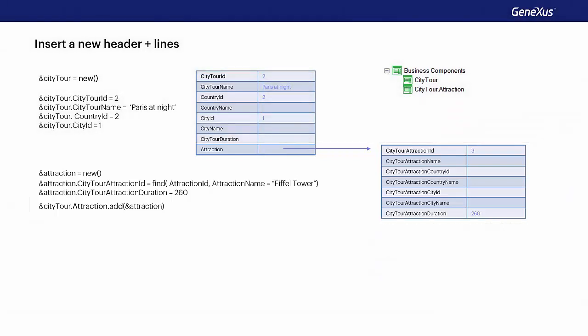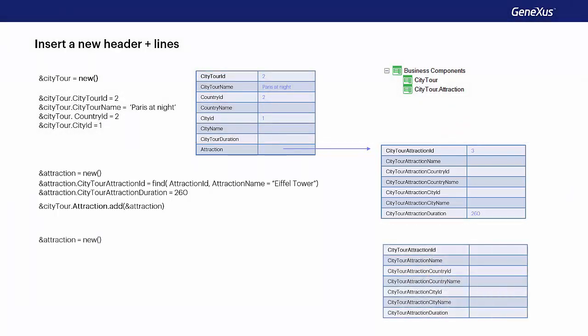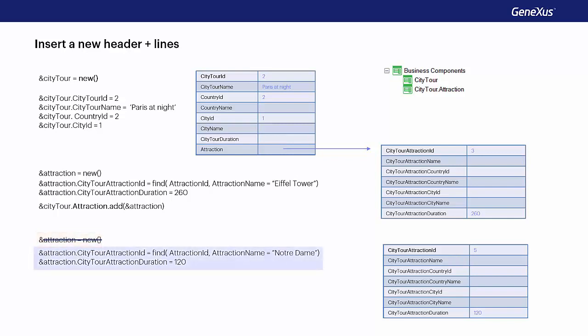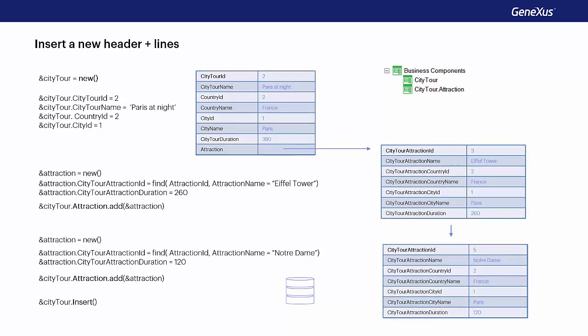We do the same to enter a second line. Note that here, it's mandatory to reserve new memory space, because otherwise, when making the assignments, we'll be overwriting the previous line. We add the new variable to the collection of attractions of the business component, and finally, we execute the insert operation, so that the header and the two lines are inserted in the database. If there were no errors, the variable will be loaded with all the data, the ones we entered, and the inferred data and formula.